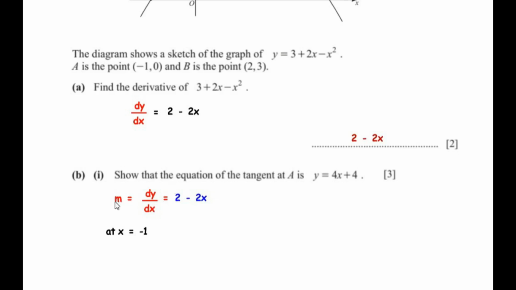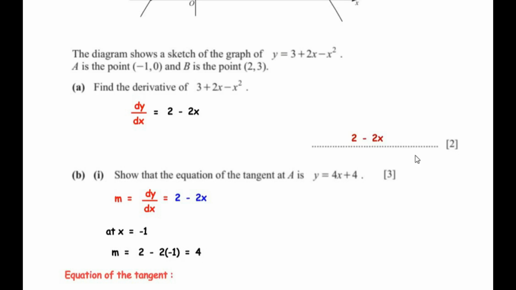So here we have written m, that is slope of the line, is equal to dy by dx, and we got dy by dx as 2 minus 2x. And we have to look at the tangent at point A. So at point A the x coordinate is -1. So here at x equal to -1, we get the value of the gradient as, so m is equal to 2 minus 2 times -1. So this is going to give us the value of gradient as 4.